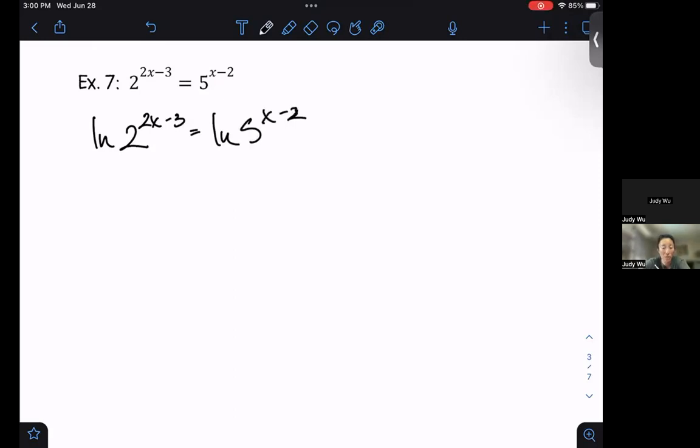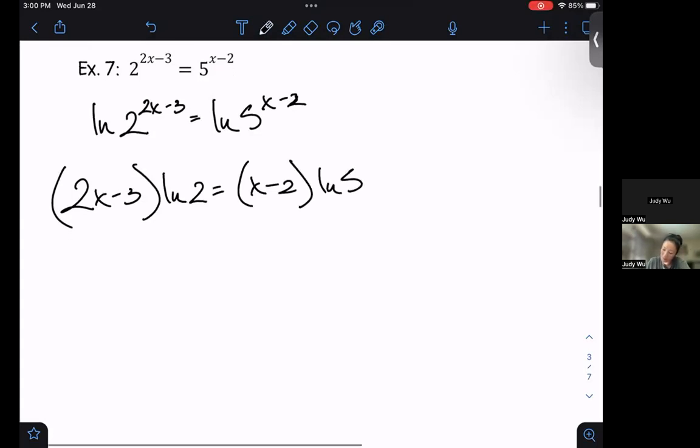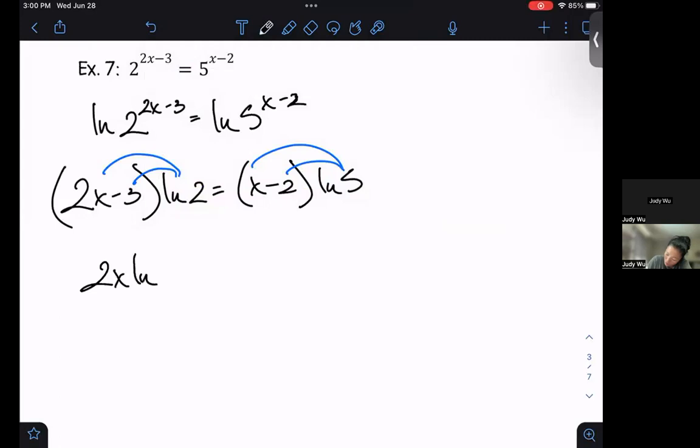And in natural logging both sides, now I can use the power property, and I'm going to bring that power down to the front on both sides. Okay. And then I'm going to sort of make things worse before they get better. I'm going to distribute on this side. I'll distribute on the right side as well. And I'll get 2x natural log 2 minus 3 natural log 2 equals x natural log 5 minus 2 natural log 5.